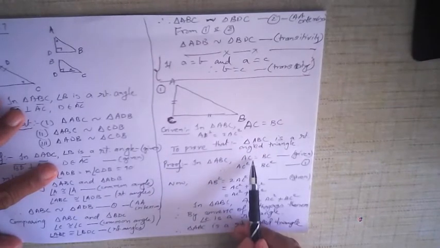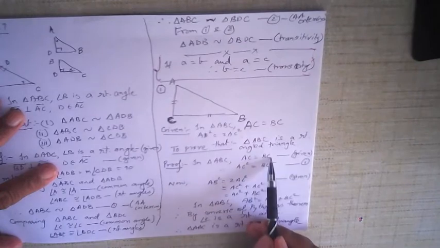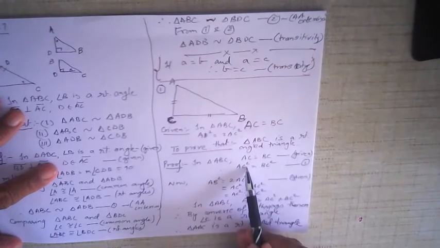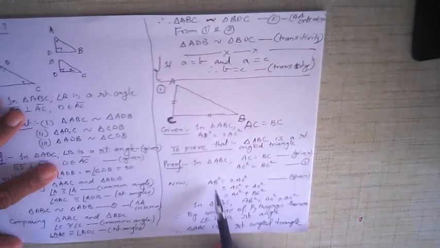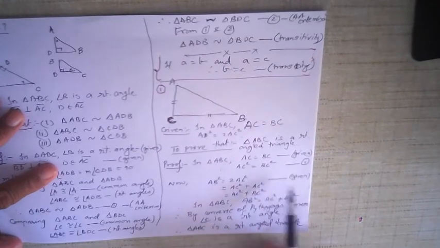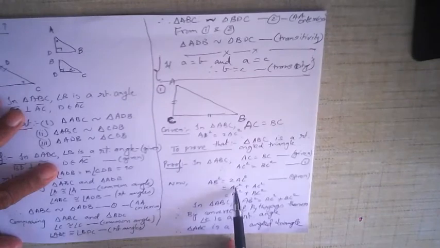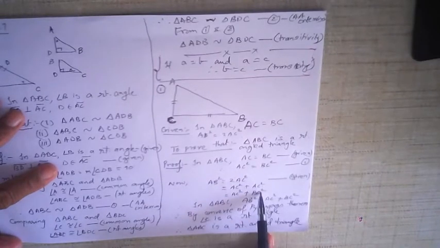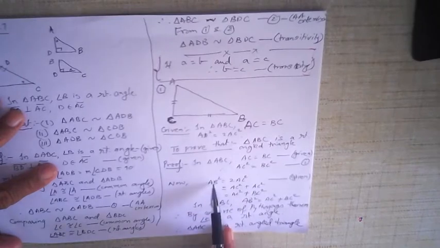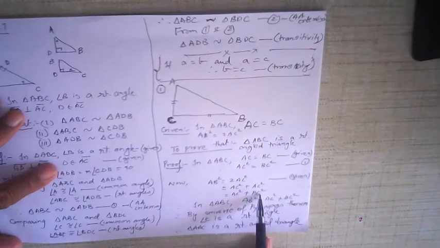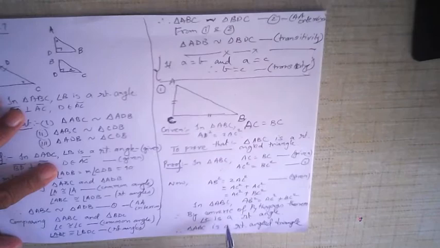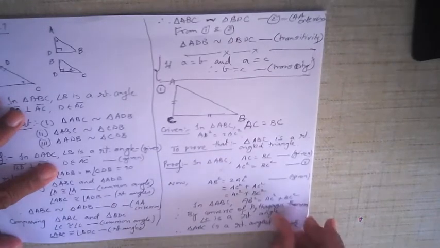So we begin with what is given. In triangle ABC, AC is equal to BC, given. Therefore, AC square is equal to BC square. Now, AB square is equal to 2AC square. That is again given. 2 times AC square can be written as AC square plus AC square. In place of 1 AC square, I write BC square. Therefore, in triangle ABC, I get AB square is equal to AC square plus BC square. Therefore, angle C must be a right angle by converse of Pythagoras theorem. Therefore, the triangle is a right angled triangle.